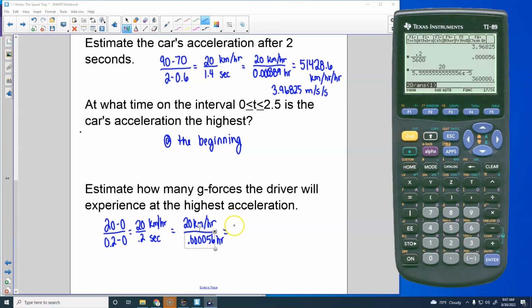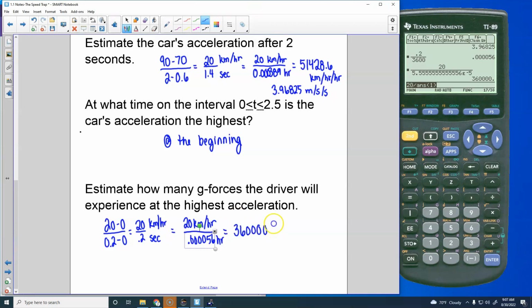And we get 3600. This is kilometers per hour. Now I like to write my units like this, kilometers per hour. I find kids mess it up less if it's written like this.